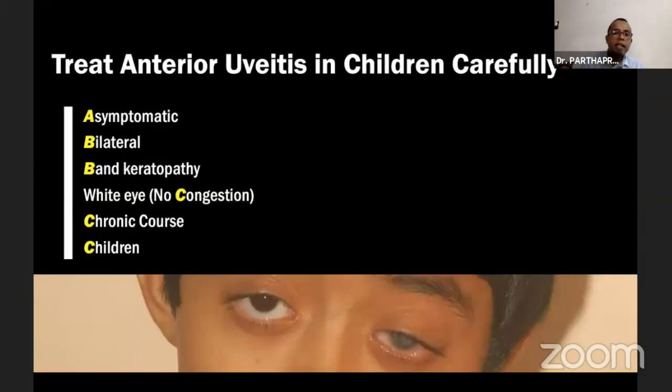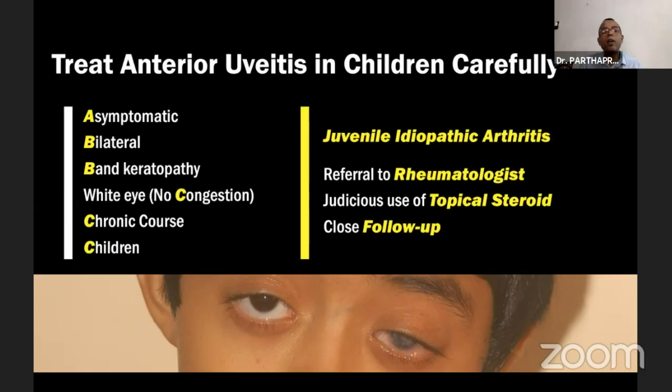Coming to my last entity: treat anterior uveitis in children very carefully. Always remember the signs I termed ABC: asymptomatic children, bilateral band keratopathy with a white eye, that means there is no congestion, and chronic course. Beware of these signs, because this can be the presenting sign of juvenile idiopathic arthritis. So referral to a rheumatologist is a must. You have to use topical steroid very judiciously, and the most important thing is to follow these patients very closely.